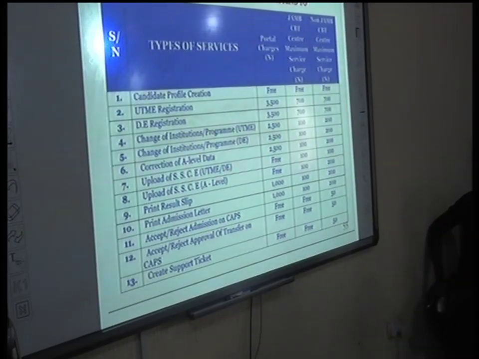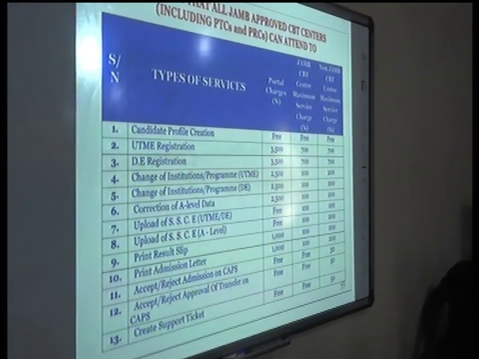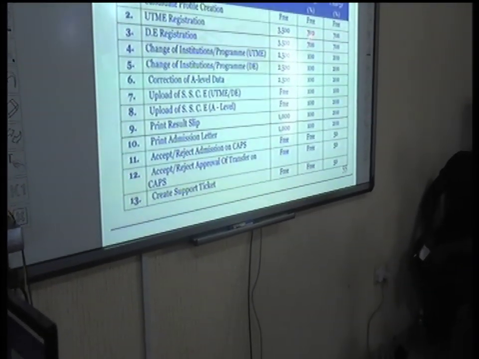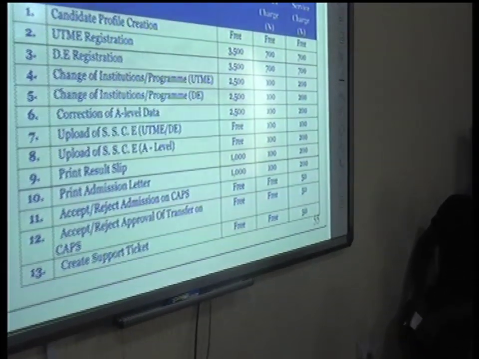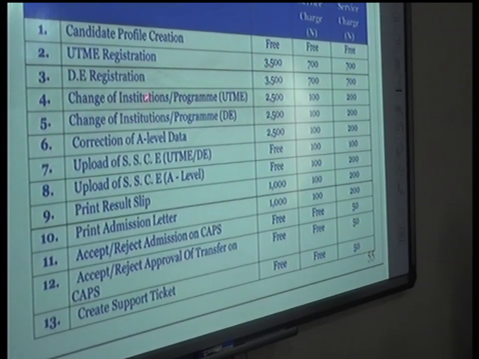Now, these are some payments. I will not go through all of them. Your profile creation, which you are doing with your phone, is free of charge. Your UTME registration, like I told you before, is 3,500. The CBT Center is collecting 700. Direct entry is the same thing. Whether you are registering for direct entry or UTME, it is the same fee. You can register for UTME, and when you eventually have admission for direct entry, you don't need to pay another fee or do another registration.